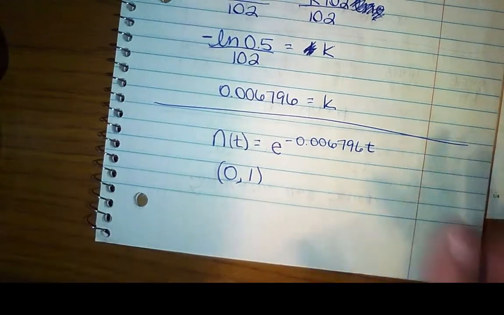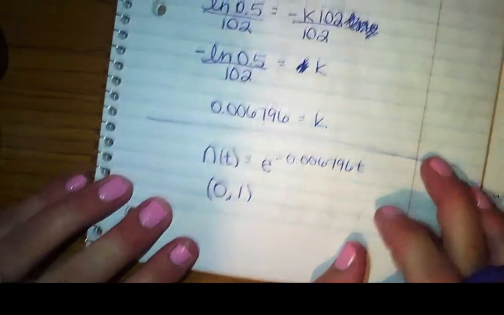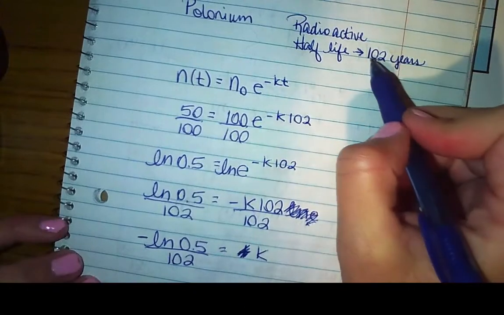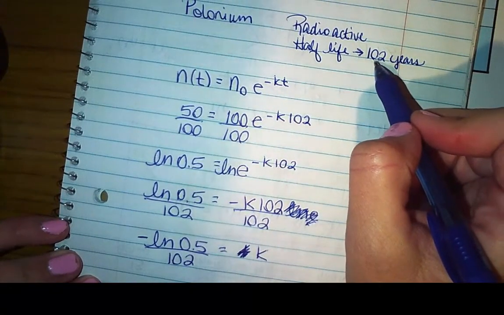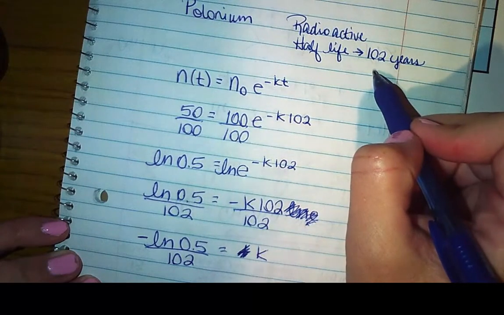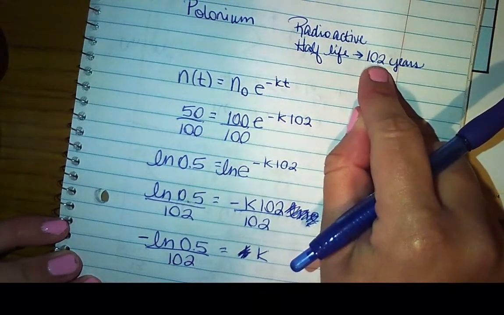So if your time is 0 years, then your answer is 1, which means 100% of the radioactivity is in there. And here's where you want to get kind of clever, okay? My radioactivity was at 102 years for a half-life. So I am going to double that. Whatever you have for a half-life, you need to double.